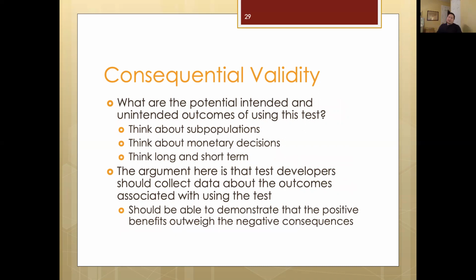So other unintended consequences, subpopulation differences, monetary differences. Will this give people more or less opportunity and money? And think in the short term and the long term. But the argument here is that test developers should collect data about how the test is being used in outcomes. You shouldn't just say, here's a test, it's reliable, we think it's valid, go use it. You should see how it's being used. The GRE, for all of its problems, does this. They collect application data for graduate school, and they try to get who's admitted and who's not, so they see how the test is being used.